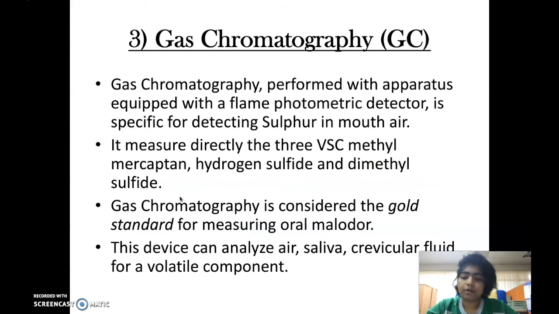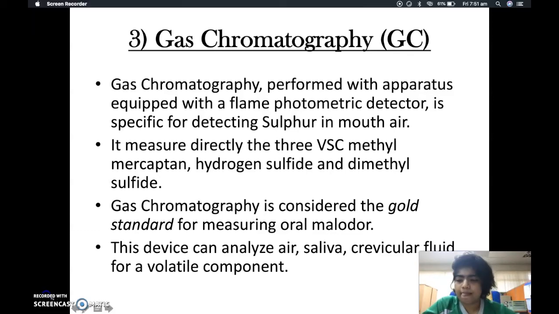So the third test I'm going to talk about is gas chromatography. Gas chromatography is specific for detecting sulfur in the mouth air. Its most important advantage is that it can detect virtually any compound when using adequate material and conditions. It has very high sensitivity and specificity.